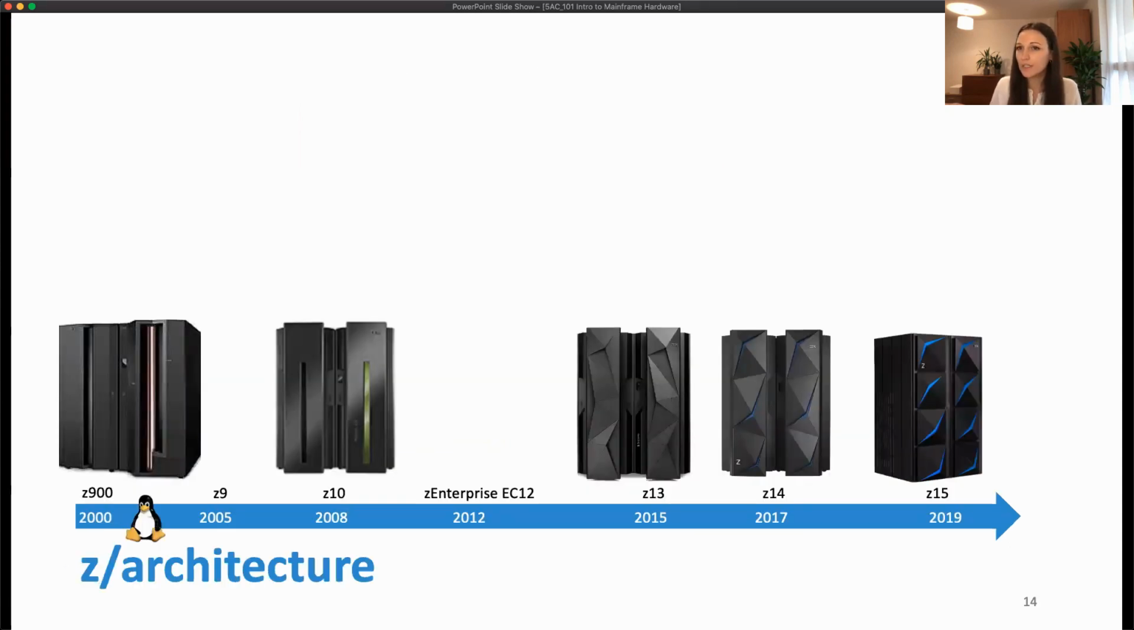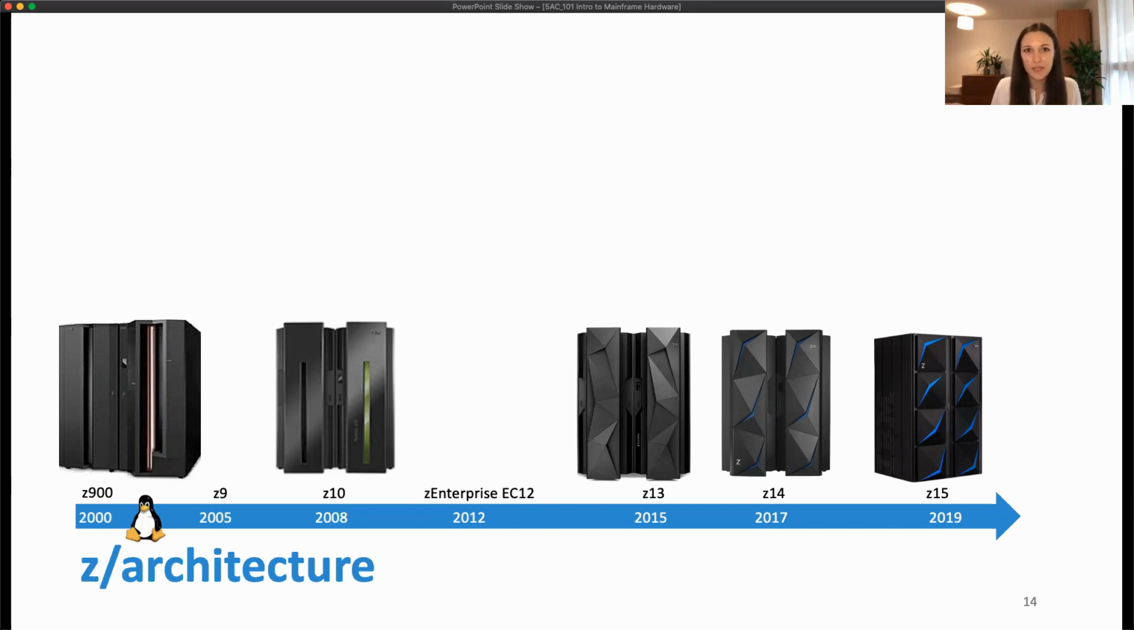So the Z release in 2000 was very important because from that point on, the Linux operating system was supported on the mainframe. So we now support Linux for over 20 years. And nowadays, usually every 2 to 3 years, a new mainframe model is released. And the latest mainframe model was released in September of 2019.